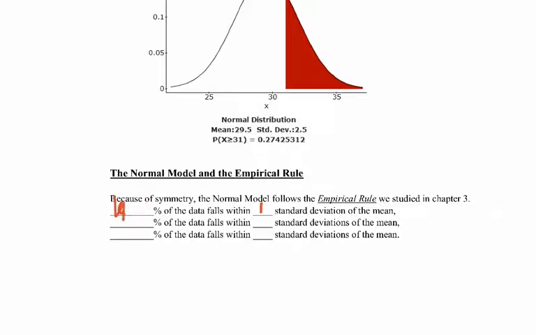Remember that from earlier in the course. 68% of the data was within 1 standard deviation of the mean. There we go, 68%. 2 standard deviations, do you remember what that number was? 2 standard deviations contained 95% of the data. And then 3 standard deviations contained 99.7% of the data, or you can really just estimate it and say 100%. In practicality, pretty much all the data will fall within 3 standard deviations of the mean.